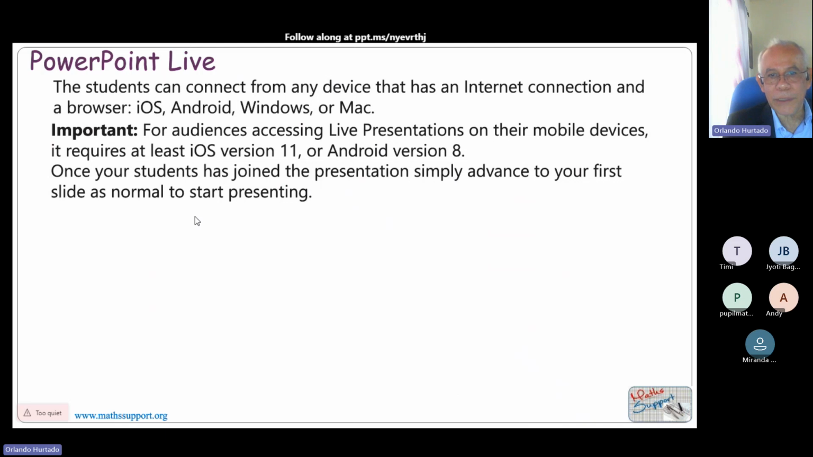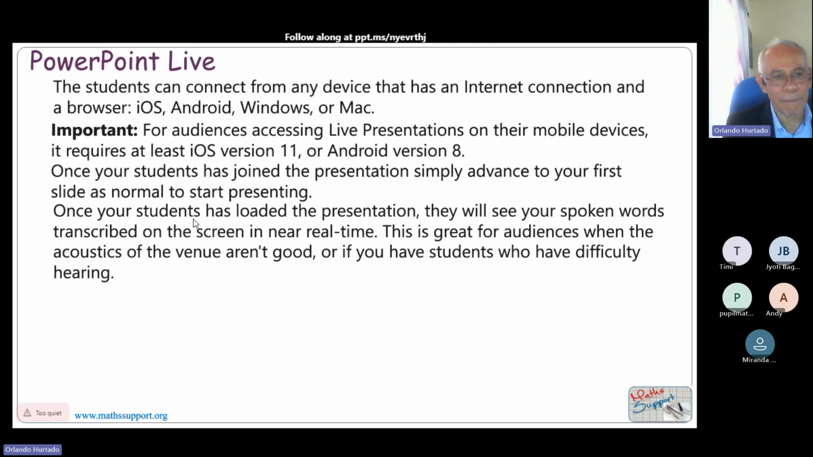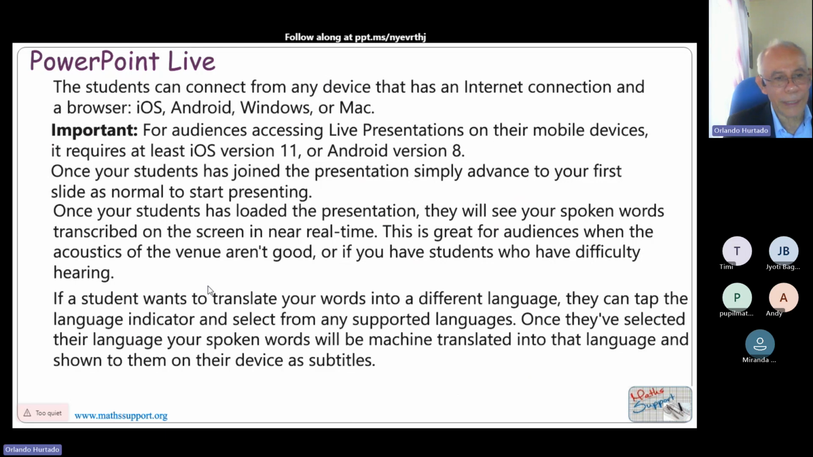Once your student has joined the presentation, you simply advance to your first slide as normal to start presenting. Once your student has loaded the presentation, they will see your spoken words transcribed on the screen in near real time. This is great for audiences when the acoustics of the venue are not good, or if you have students who have difficulty hearing, right? So they will read everything that you are saying.